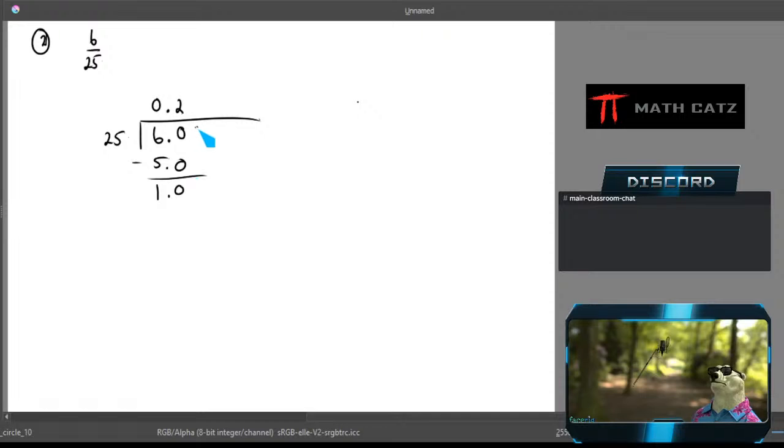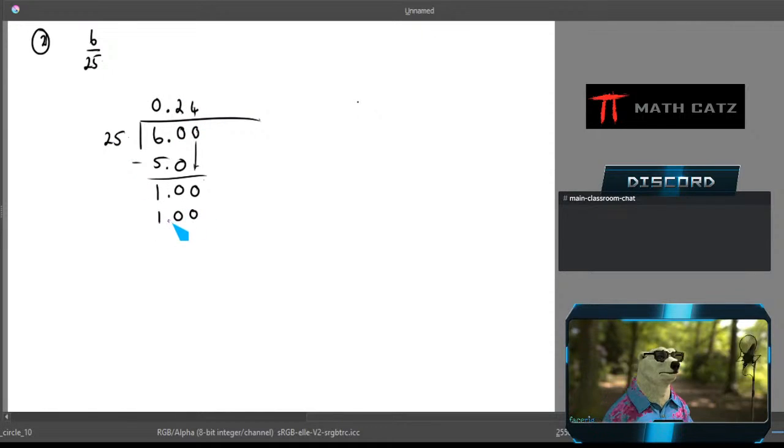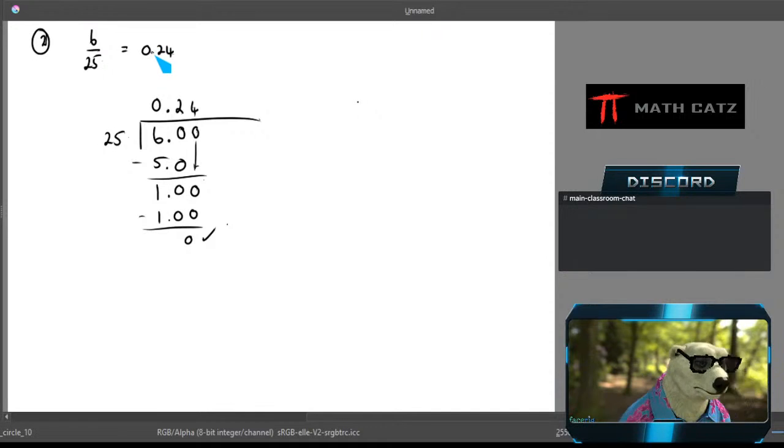I need more zeros. Bring them down. I can look at 100. 25 goes into 100 4 times. 4 times 25 is 100. Relative to that position, I have nothing left. So 6 over 25 is 0.24. Again, you might say, oh, that was easy. Because we pick nice denominators to work with, it isn't terribly difficult, but we don't need it to be terribly difficult to demonstrate the method.